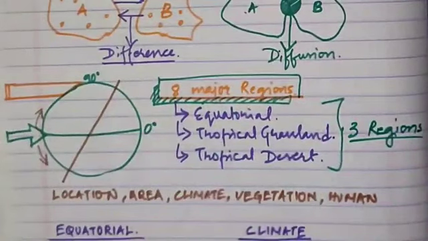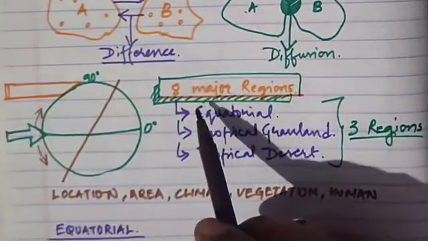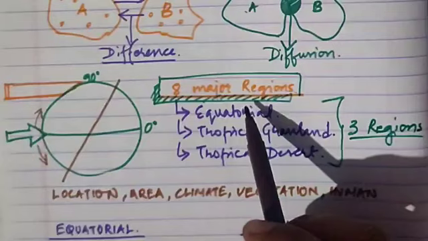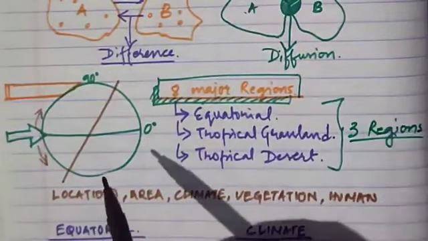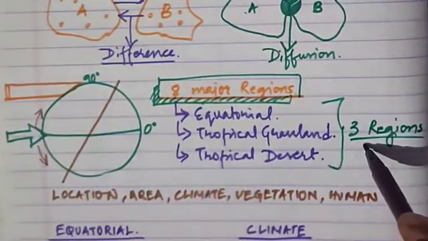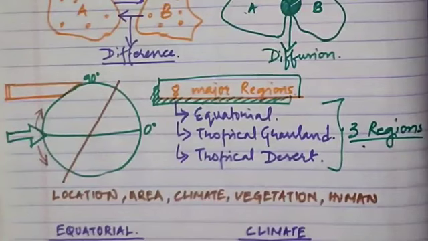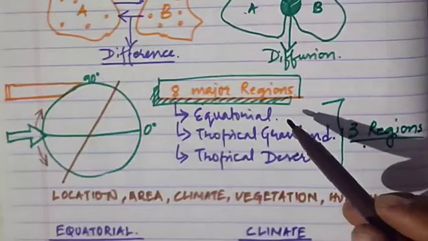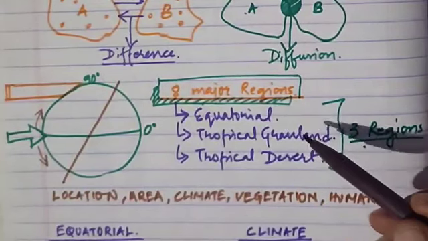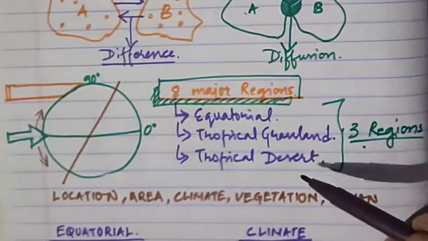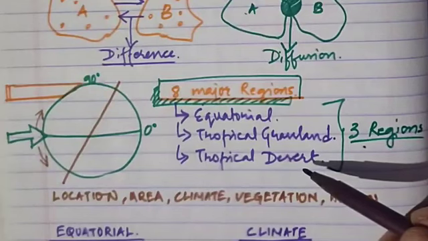Now there are 8 major regions present on the earth's surface, but here we are going to mainly focus only on 3 regions as per the reduced syllabus of the council. So the 3 different regions that we are going to discuss are the equatorial region, the tropical grassland region and the tropical desert. Am I clear?